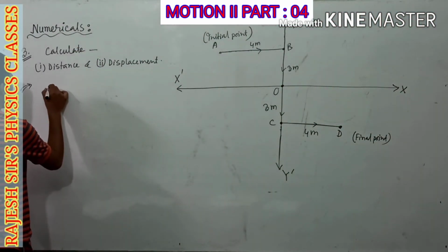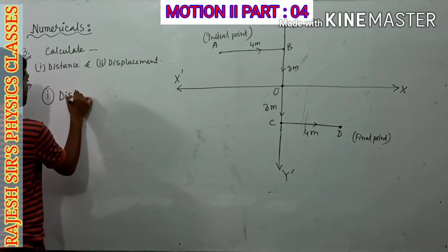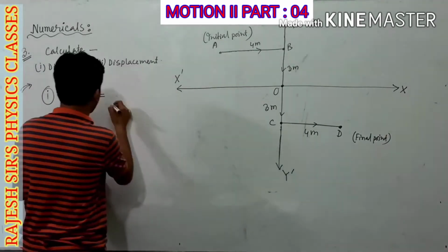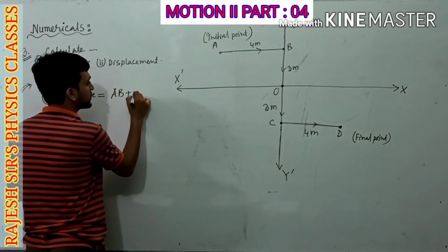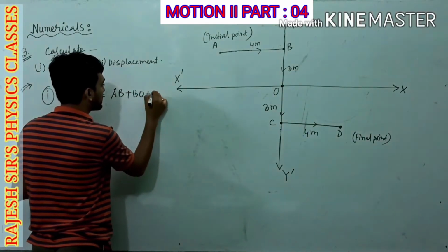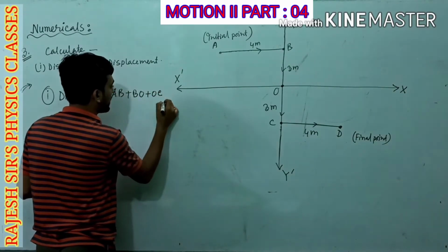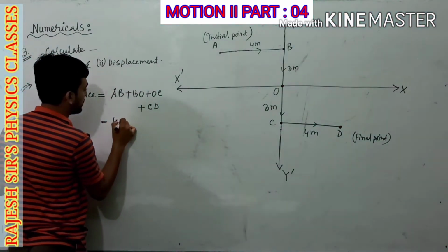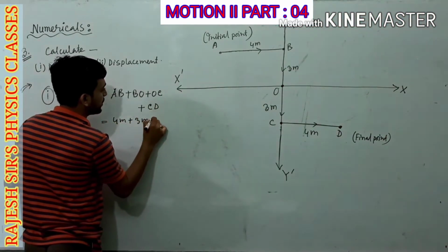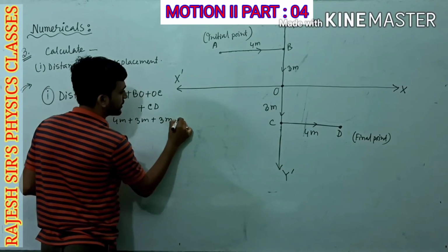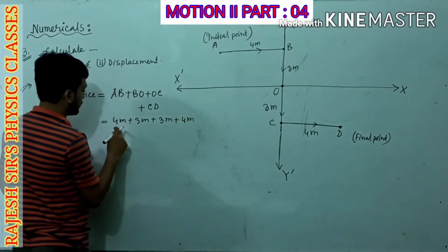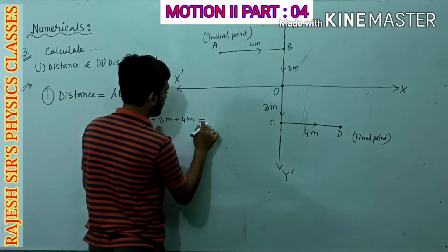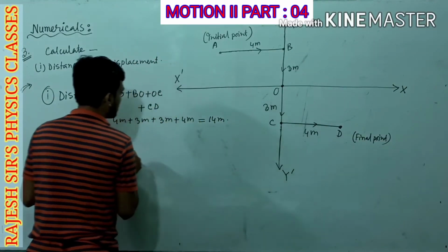So it is very easy to calculate distance. As you all know, distance is the total length of the actual path. Here the actual path is AB plus BO plus OC plus CD. What is AB? 4 meter. What is BO? 3 meter. What is OC? Again 3 meter. What is CD? 4 meter. So 7 here, here also 7. 7 plus 7 will be 14 meter.